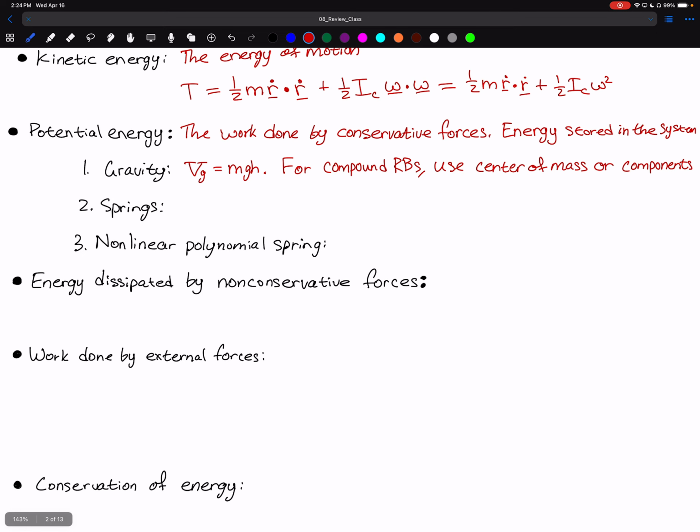For springs, our potential energy, which I'll call V sub s, is in general going to be 1/2 k times the deformation of the spring squared, or we can say x2 minus x1, that quantity squared. That's for a translational spring, or for a torsional spring, we'll get a very similar thing, except that we're going to have thetas instead. So we'll get V_s is equal to 1/2 k_t times theta 2 minus theta 1, that quantity squared.